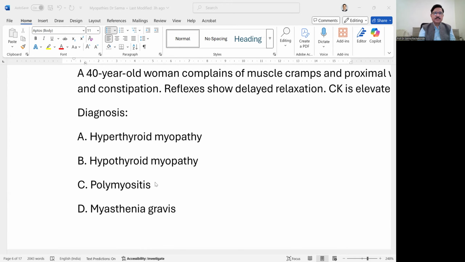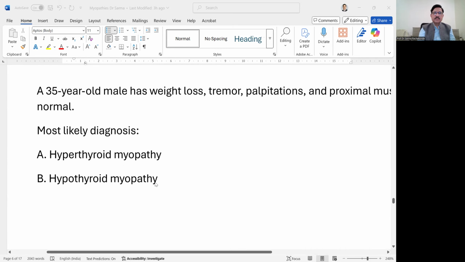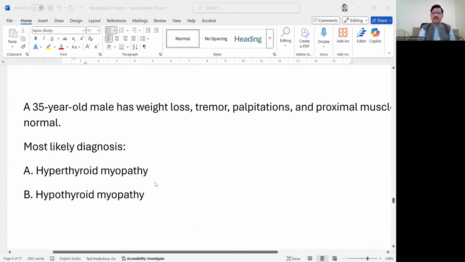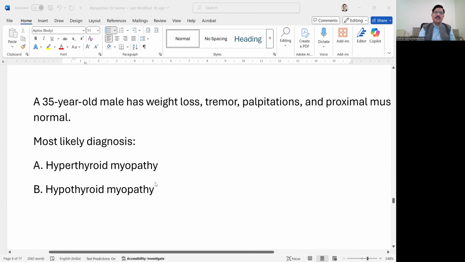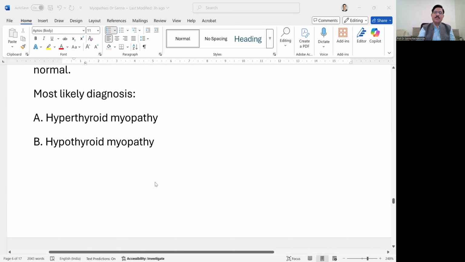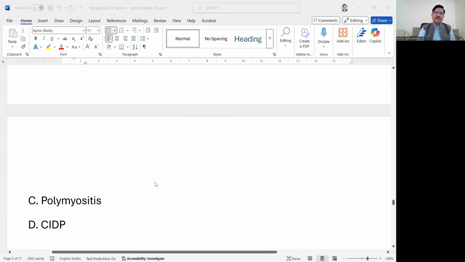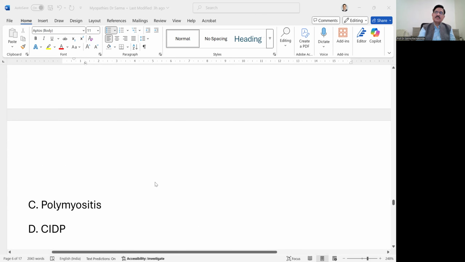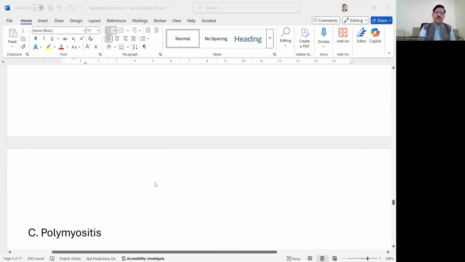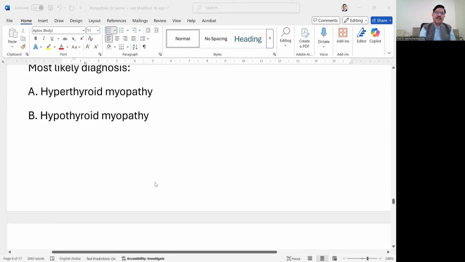Then the next one. A 35-year-old male has weight loss, tremor, palpitation, proximal weakness, hyperthyroidism. You see, male, 35-year-old, tremor, palpitation, proximal muscle weakness, hyperthyroid myopathy, unlike the hypothyroid. Why not CIDP? CIDP will not have palpitations and tremors, and he will have sensory symptoms. There are no sensory symptoms reported in this. So polymyositis is out of the question, and hypothyroid it cannot be. So hyperthyroid is the answer.